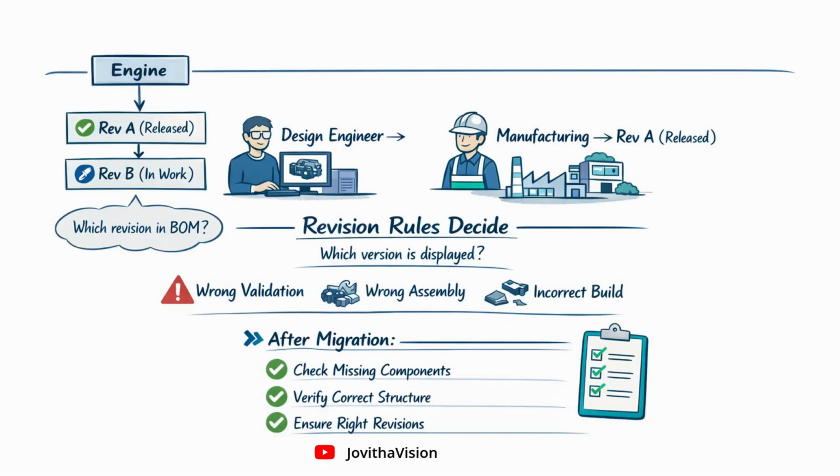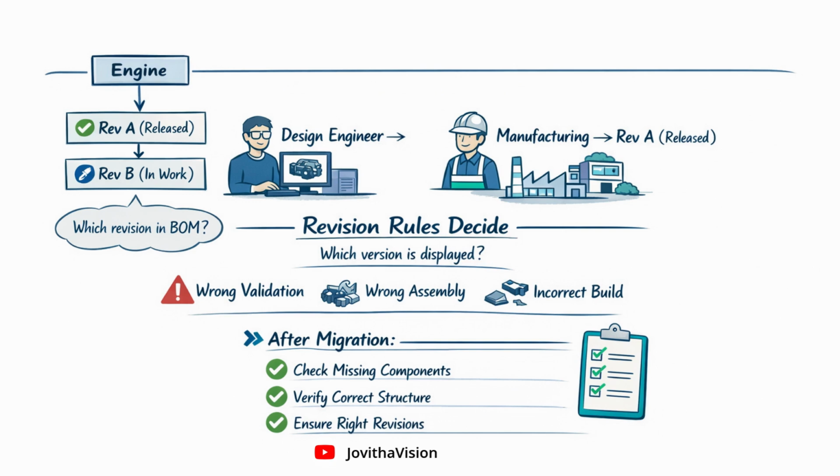Let's understand revision rules with a simple example. Assume engine has two revisions, revision A and revision B. Revision A is released and revision B is still in progress. Now the question is, which revision should appear in the BOM?